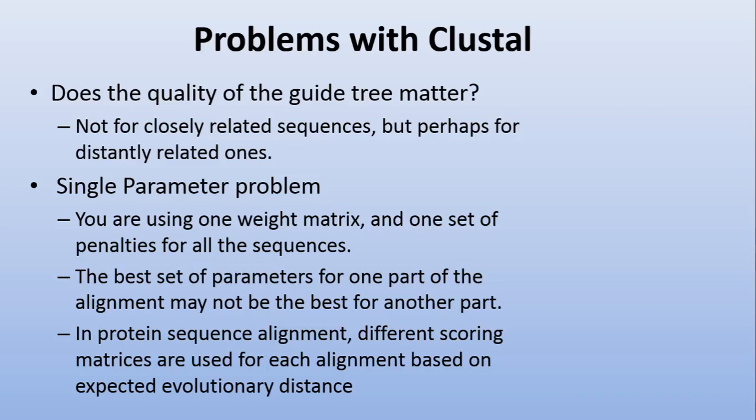Now the biggest problem that ClustalW faces is the single parameter problem. If you are using one weight matrix and one set of penalties for all the sequences, then it might become problematic. Why? Because the best set of parameters for one part of the alignment may not be the best for another. Moreover, in protein sequence alignment, different scoring matrices are to be used for each alignment based on the expected evolutionary distance between the two sequences that you are dealing with.